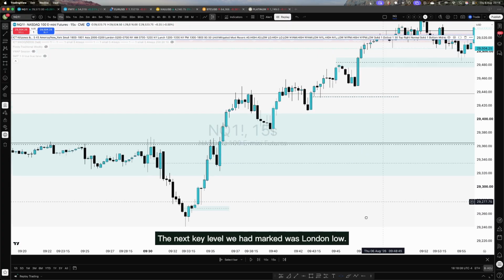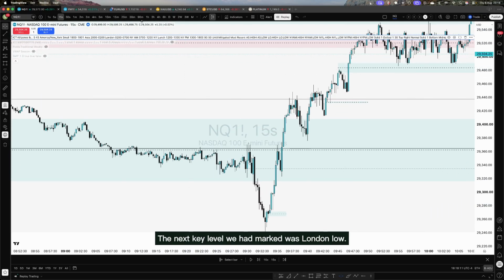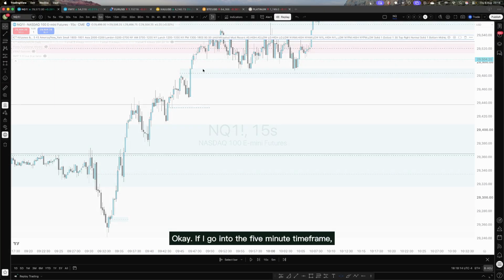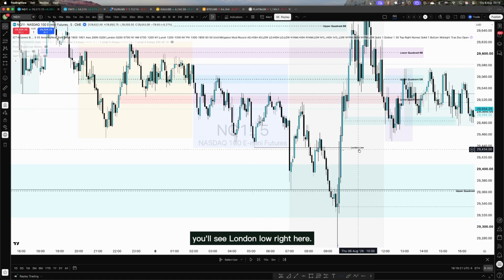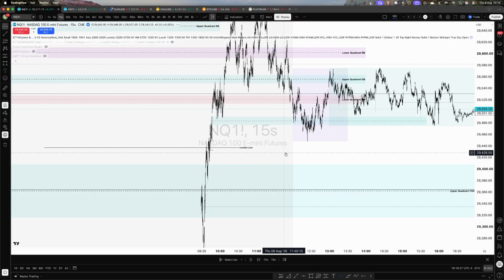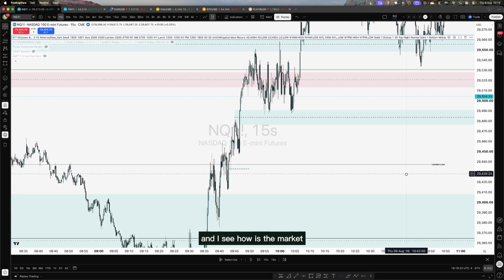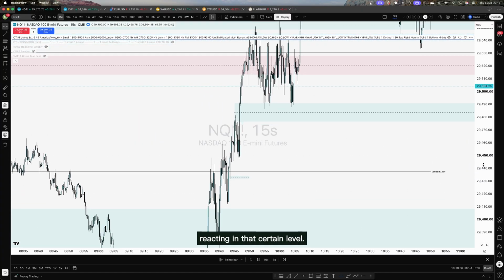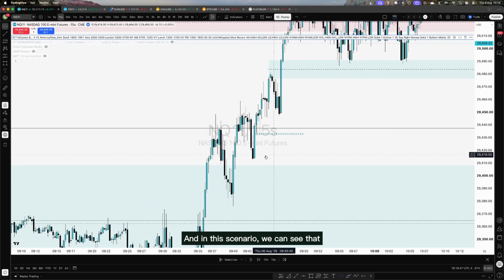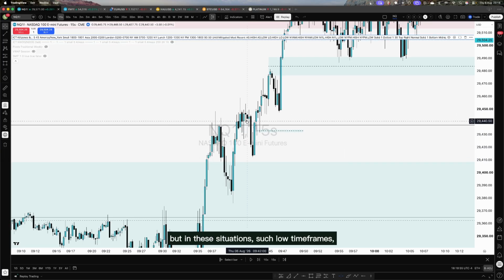Okay. The next key level we had marked was London low. If I go into the 5-minute time frame, you'll see London low right here. And I want to go back down to the 15 second, and this is how I form bias. I look at key levels and I see how the market is reacting at that certain level. And in this scenario, we can see that we created a massive CISD right here. We can get a tap back in right over here, but in these situations, on such low time frames, this could be just a manipulation. Okay, we could come back down to the swing low.